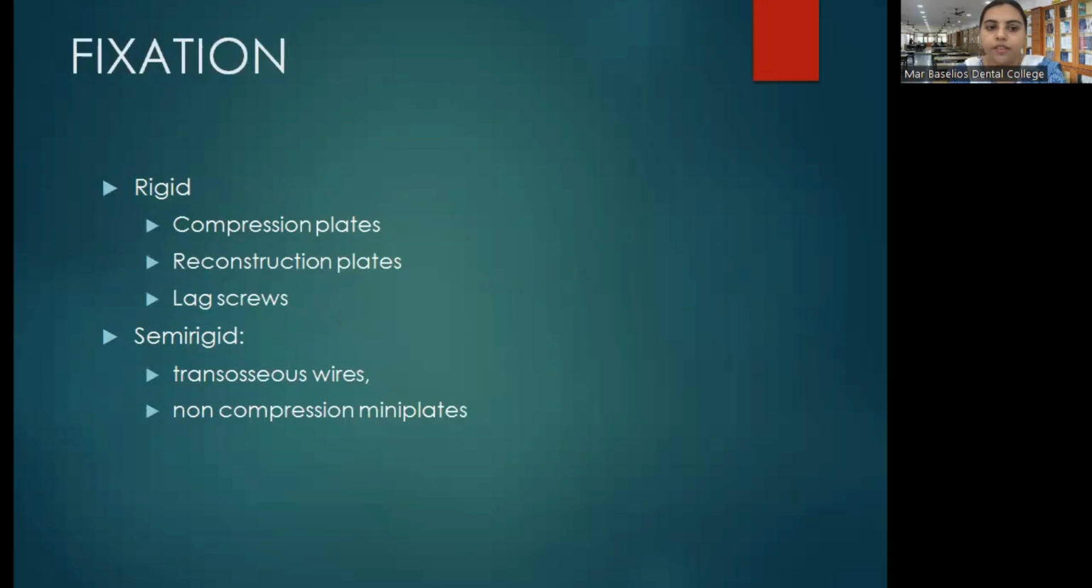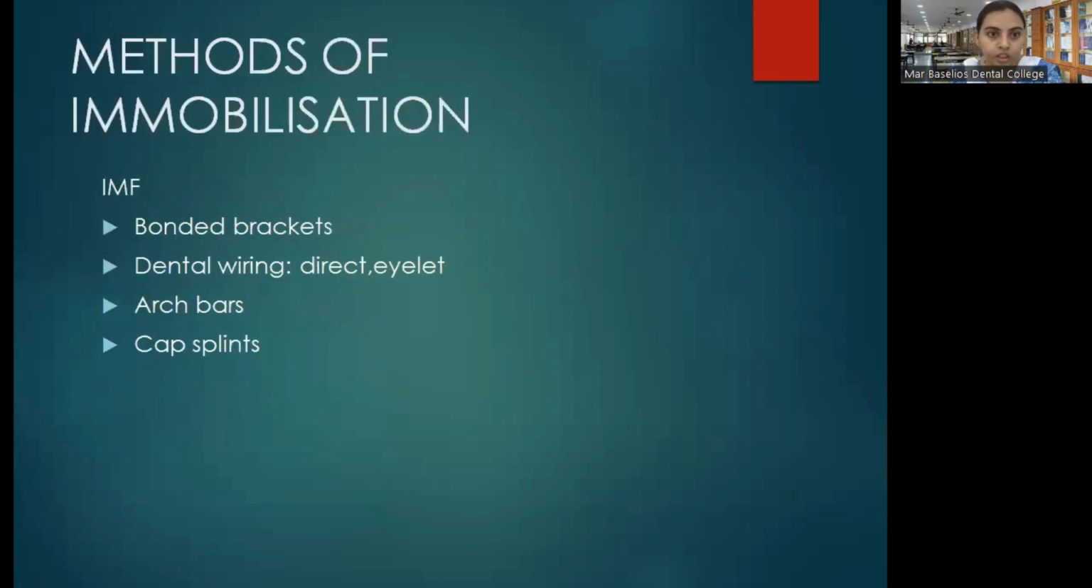Now, how do you fix a fracture? We can fix a fracture either by rigid fixation or semi-rigid fixation. Rigid fixation includes usage of compression plates, reconstruction plates, and lag screws, while in semi-rigid fixation, we go with transosseous wires or non-compression mini plates. Mini plates are the most commonly used fixation method. They are made of titanium mostly.